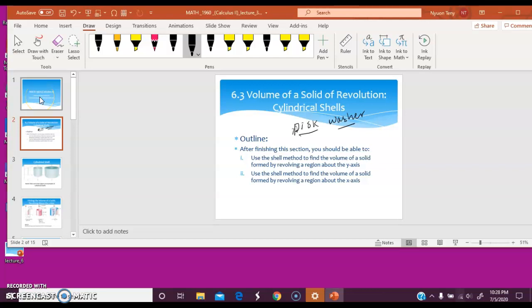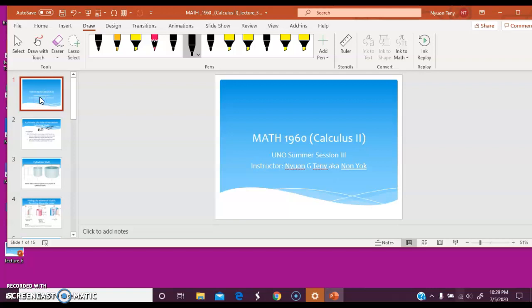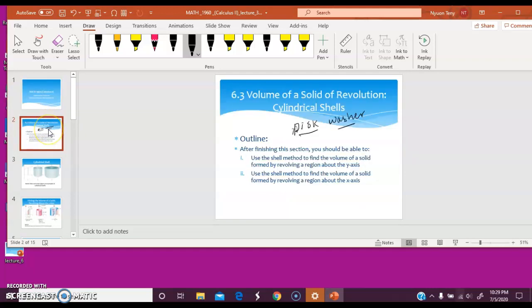Hello, today we are going to discuss a method known as the cylindrical shell method for calculating the volume of a solid of revolution. Yesterday or the day before we discussed the disk method, and we discussed the washer method. But today we are going to discuss another method known as the cylindrical shell method.